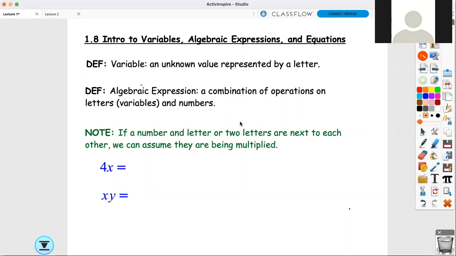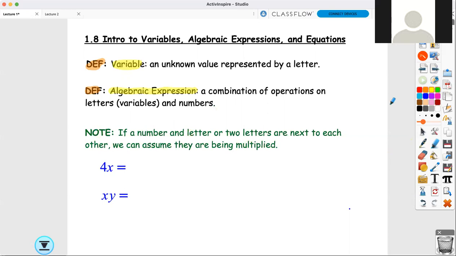So look at the first definition we have here. The word is variable. So a variable is an unknown value represented by a letter. Then we have another definition of the word algebraic expression. An algebraic expression is a combination of operations on letters, which are also variables, and numbers.